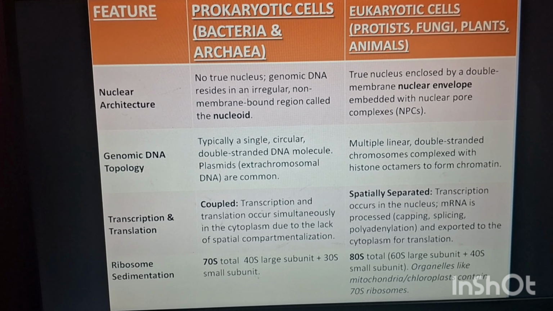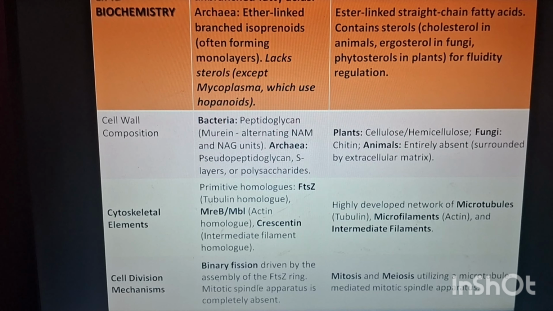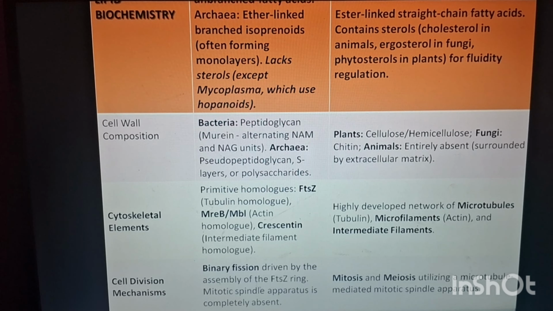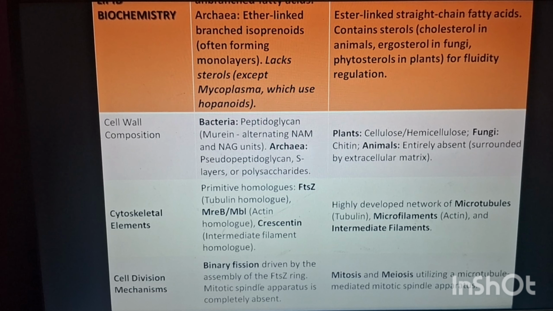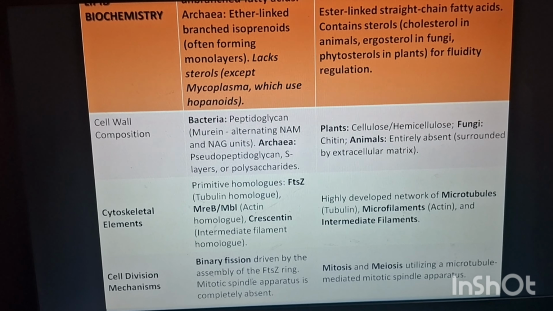Next feature is membrane biochemistry. In prokaryotes, it is ether-linked branched isoprenoids, often forming monolayers and lacking sterols, except Mycoplasma, which has hopanoids. And in eukaryotic cells, there are ester-linked straight-chain fatty acids containing sterols: cholesterol in animals, ergosterol in fungi and phytosterol in plants for fluidity regulation.